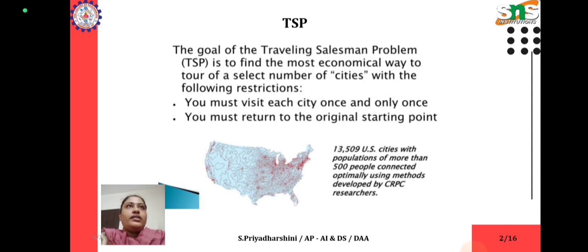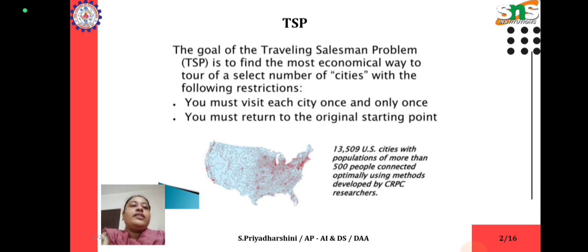The goal of the TSP is to find the most economical way to visit a select number of cities with the following restrictions. You must visit each city only once, and you must return to the original starting point. So this is the basic difference between the Hamiltonian cycle and the TSP.